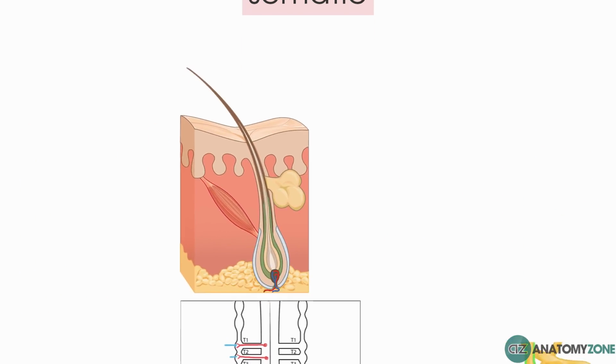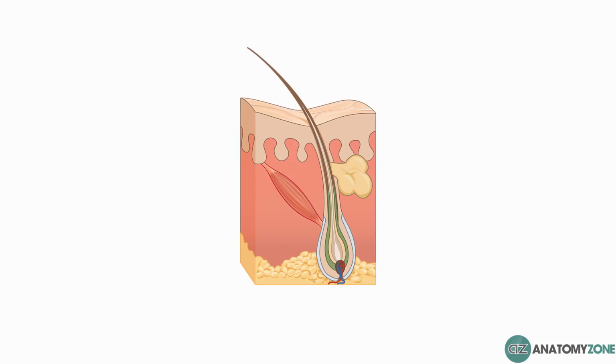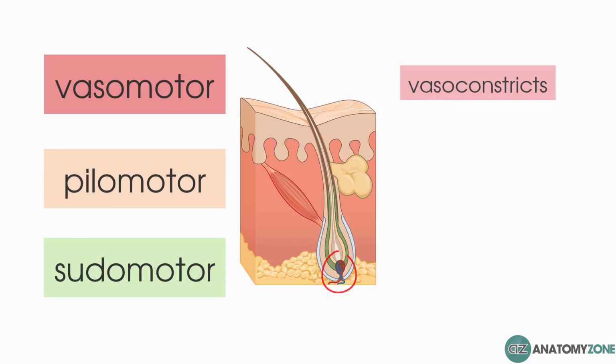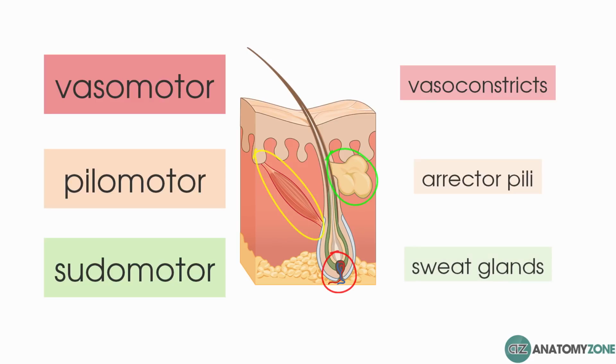So this kind of sympathetic innervation provides three functions. It provides vasomotor, pilomotor and pseudomotor function to the skin. So vasomotor means that it vasoconstricts the arterioles in the skin. Pilomotor means that it supplies the erector pili muscles, so this pilomotor function causes hairs to stand on end when they contract. So pseudomotor means it supplies sweat glands. So three functions there: pilomotor, vasomotor, pseudomotor.